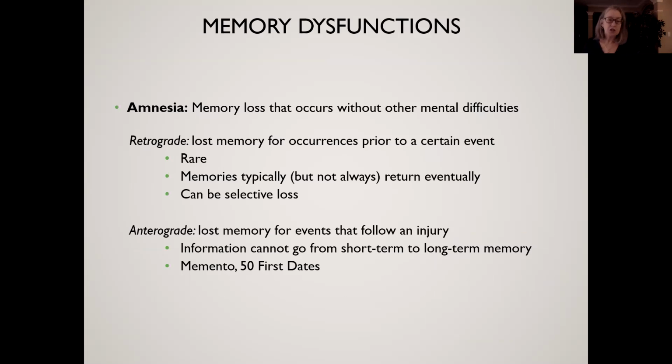Let's move to another sort of memory dysfunction, amnesia. Amnesia is memory loss that occurs without other mental difficulties. And you can have retrograde amnesia for events prior to a certain event. These tend to be rare, but when they do happen, oftentimes the memory comes back, and it can be selective even. Anterograde amnesia is when you lose your memory for events that follow an injury.